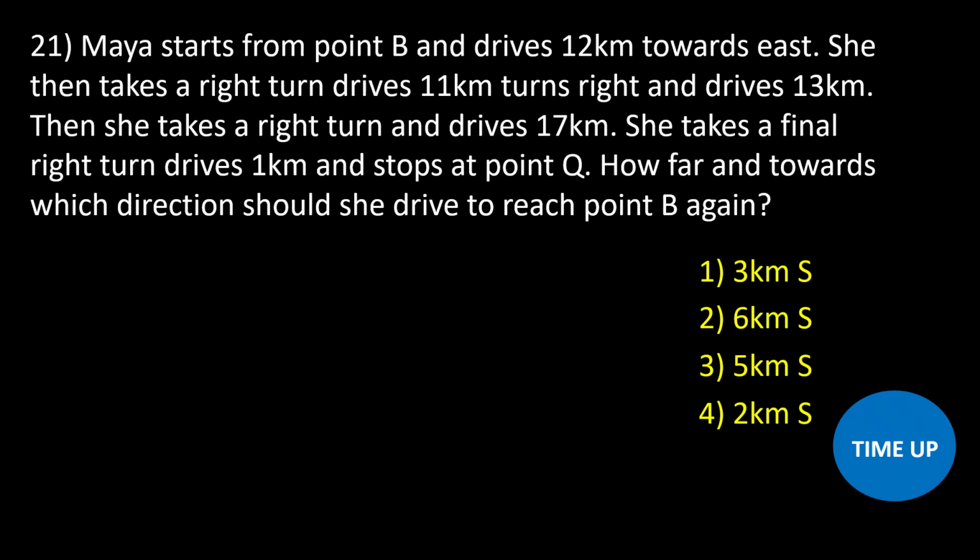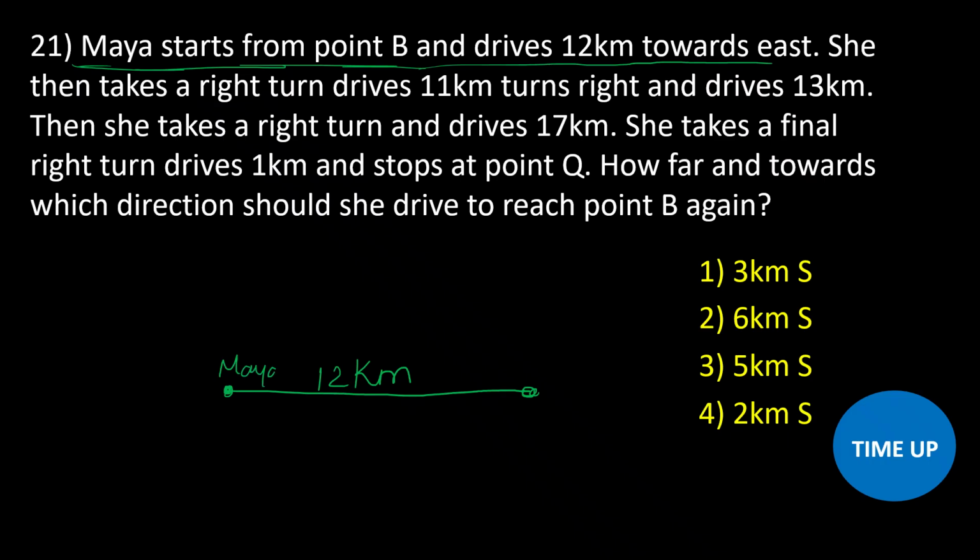Time up. Let us start with the question. Maya starts from point B and drives 12 kilometers towards east. This is Maya, okay? Then she takes a right turn and drives 11 kilometers.